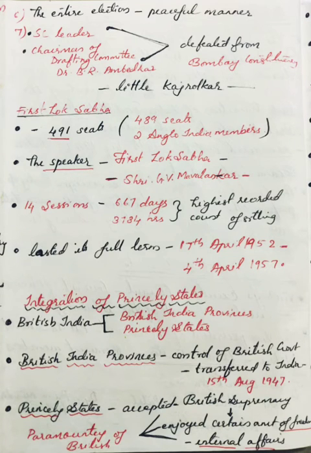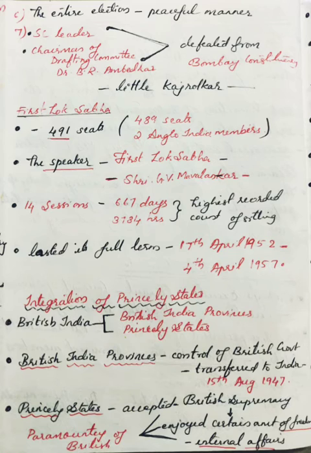Integration of princely states, in simple meaning, can mean the combination of princely states. British India consisted of British Indian provinces and princely states. The British Indian provinces were directly under the control of the British government and thus transferred to India on 15th August 1947, whereas the princely states accepted British supremacy but enjoyed a certain amount of freedom in their internal affairs. This was called the paramountcy of the British.